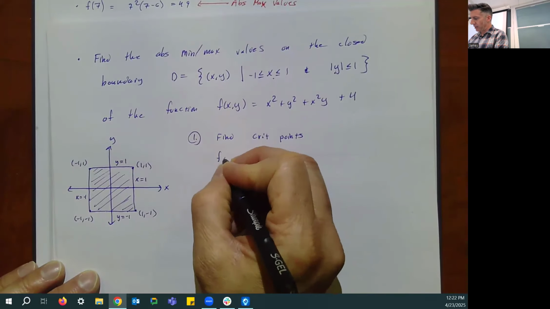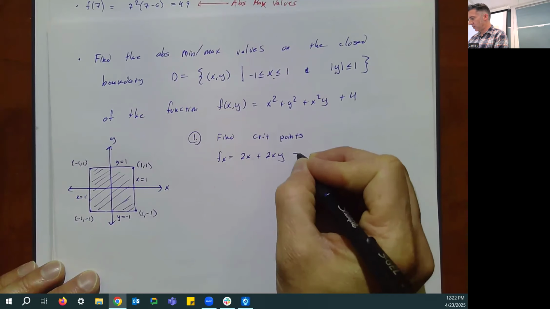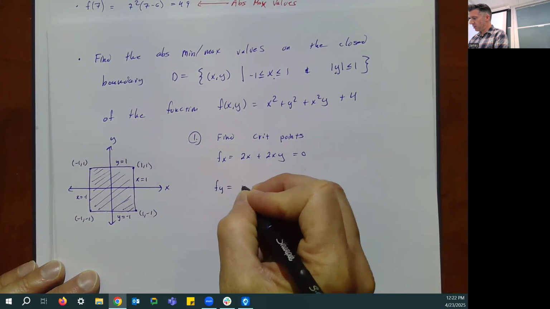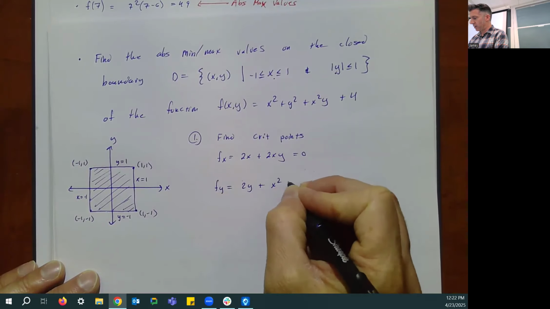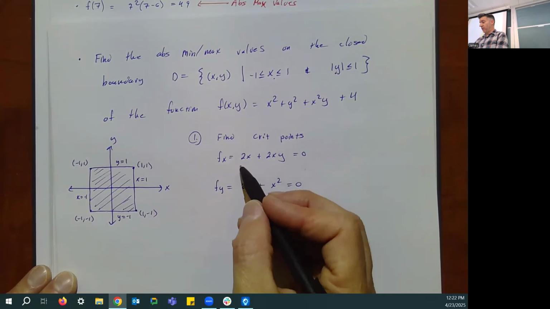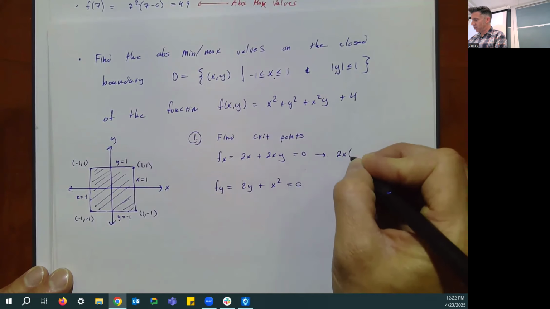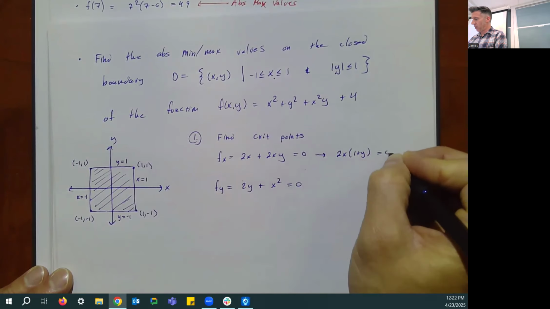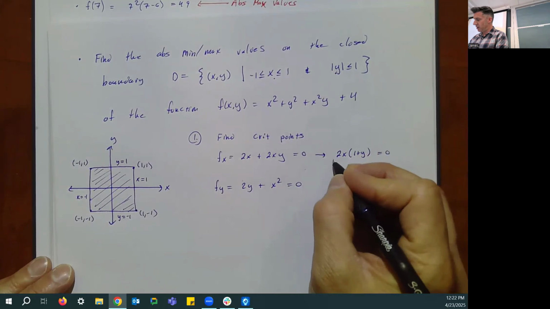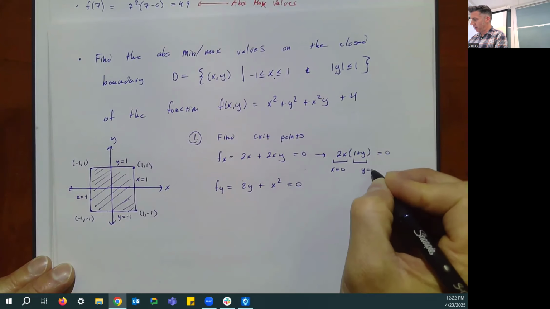So my fx is going to be 2x plus 2xy, set that equal to 0. My fy is going to be 2y plus x squared equal to 0. I'm going to deal with the first one because it looks like I can factor out the 2x. So if I do that, I'm going to have 2x times (1 plus y) equal to 0. So half of a critical point is either going to be x equal to 0 or y equal to -1.